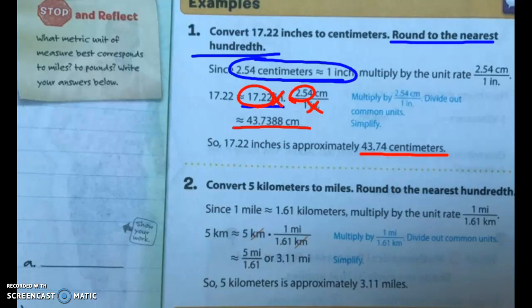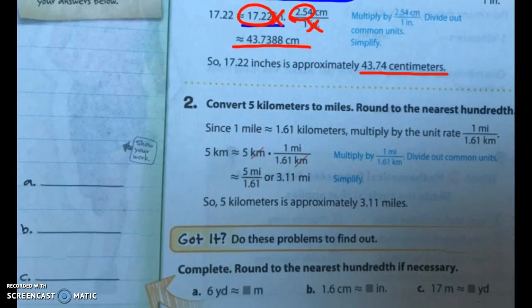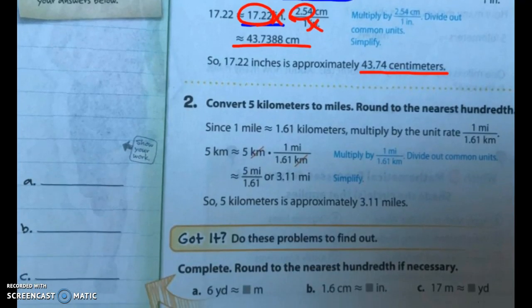Again, this is very similar to what we did earlier in the chapter, converting between units, but now we just have a little different type of unit that we're converting between. We're going to be converting between systems. So in this example, we're going to be converting 5 kilometers to miles.